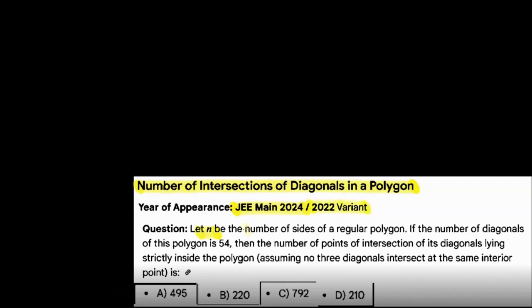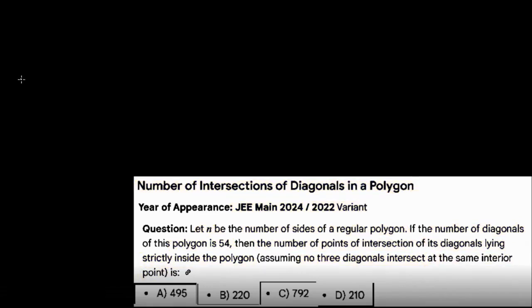N is the number of sides of a regular polygon. Number of diagonals of this polygon is 54, and we have to find the number of points of intersection of its diagonals lying strictly inside the polygon. We assume that no three diagonals intersect at the same interior point.